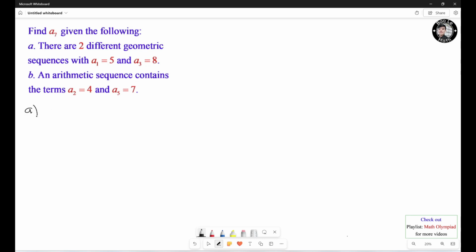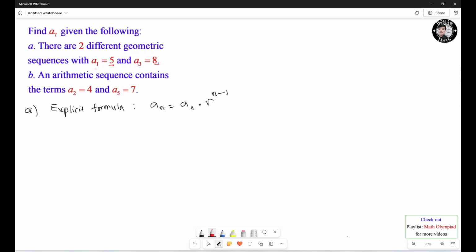Alright, so we have the explicit formula for the geometric sequence. It's going to be AN equals A1 times R to the n minus 1. R is the common ratio. A1 is the first term. AN is the nth term. Alright, so we just substitute 5 for A1, 8 for A3.